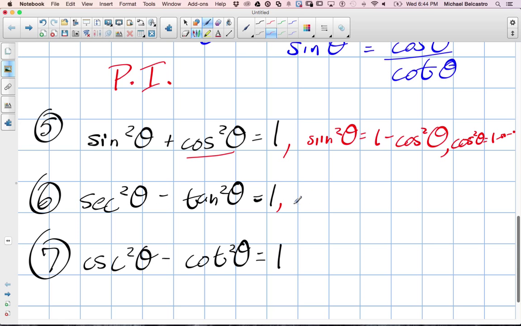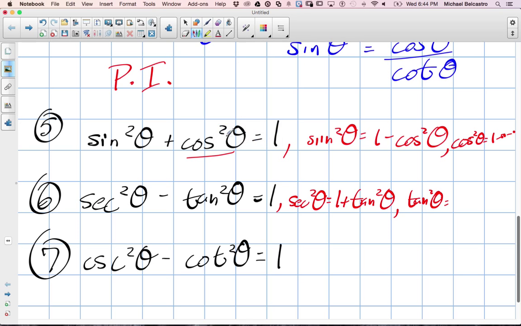What would secant squared theta be equal to? Do you know? 1 plus tan squared theta. Good. Okay, and here's the harder of the two. What would tan squared theta be equal to? 1 minus secant squared theta. Close. Secant squared theta minus 1.